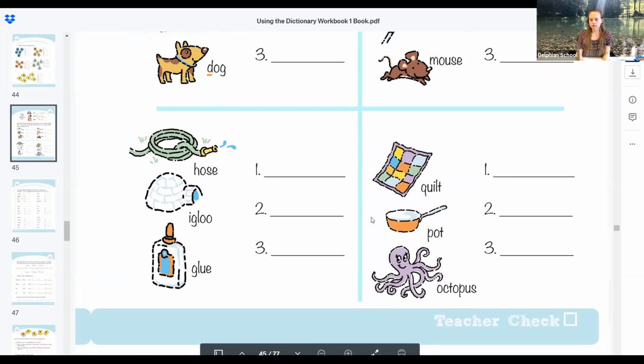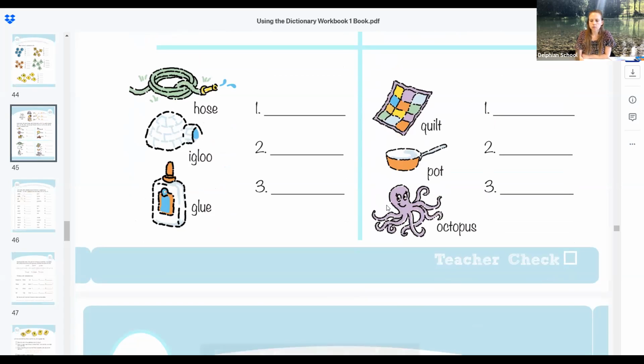Okay, good. So now we're gonna go on to the next one. We've got hose, igloo, and glue. So what order would you guys put those in? Hose, igloo, and glue. Good. AG says glue, hose, and igloo. That's right. Okay, good. And then this next one over here, what order would you put the next one in? We've got, yeah, GHI. Exactly, you guys. Perfect. And we've got quilt, octopus, and pan. What about that one? Oh, pot. Octopus, pot, quilt. Good. Great.